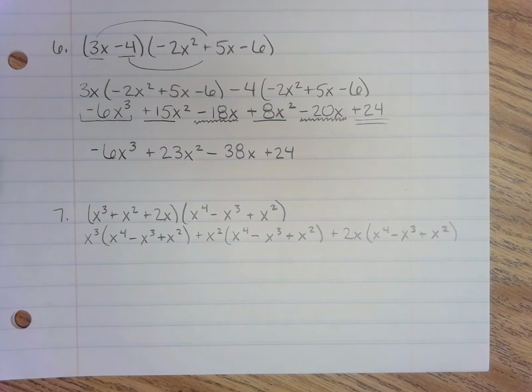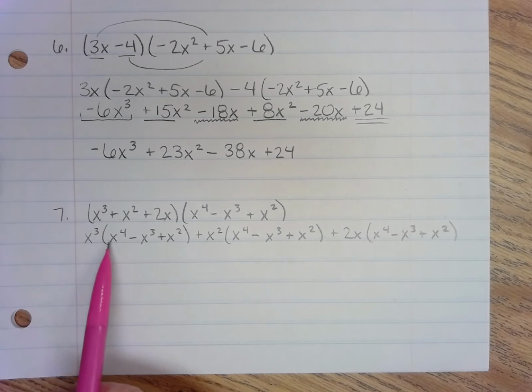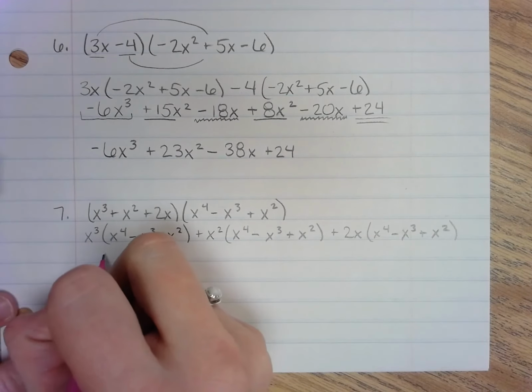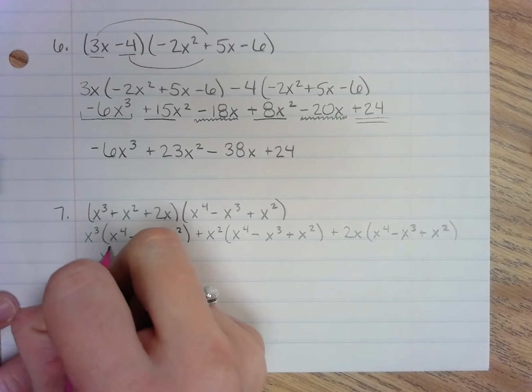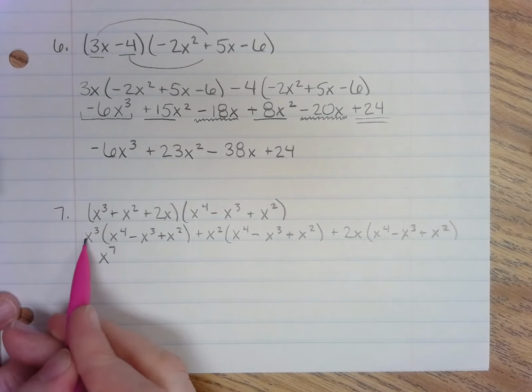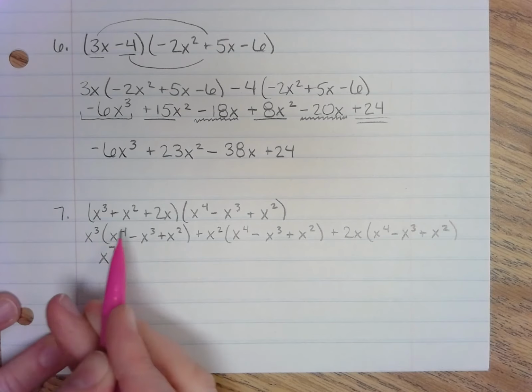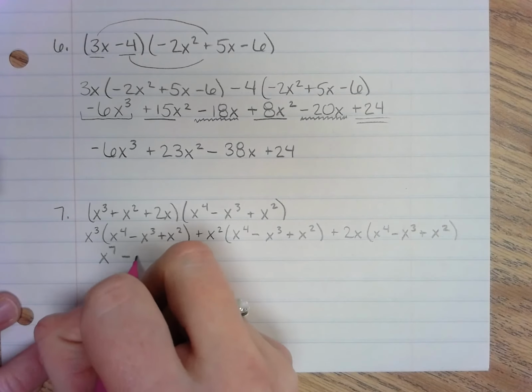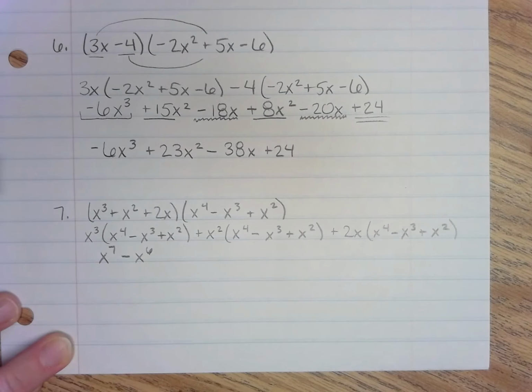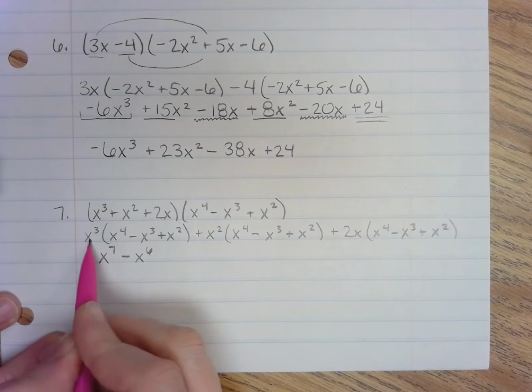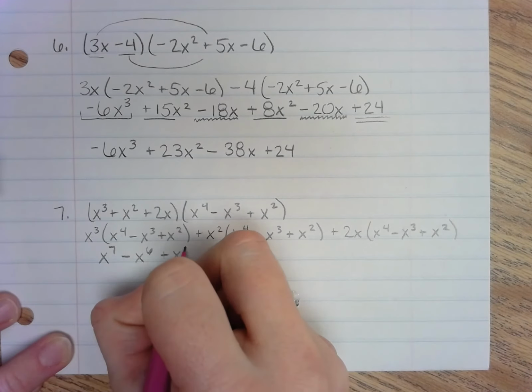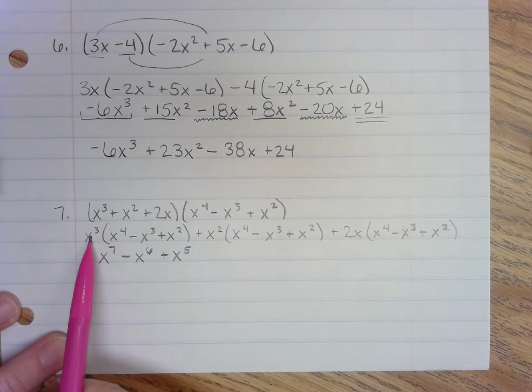So now we just have to start multiplying. It is going to use some exponent properties. When you multiply x cubed times x to the 4th, we're going to add those exponents. So that gives us x to the 7th. Multiplying here again, we add those exponents, so a negative x to the 6th. And then again, adding exponents, we get x to the 5th. When you multiply powers, you add their exponents.